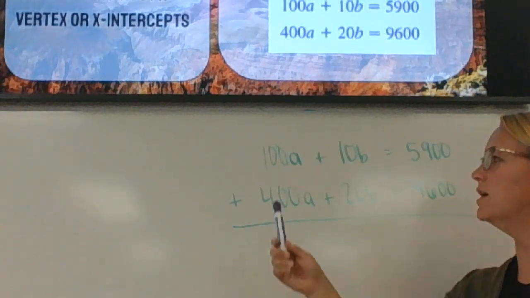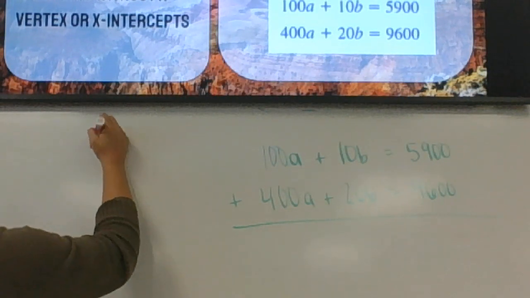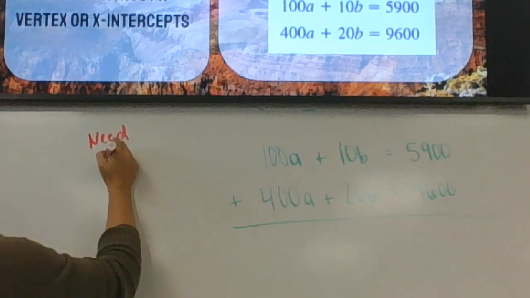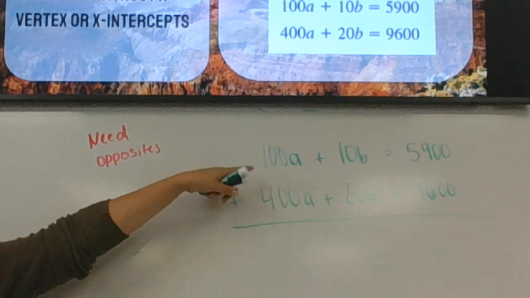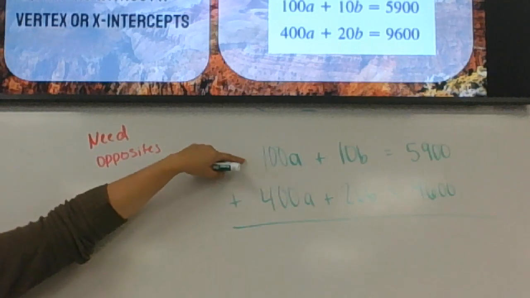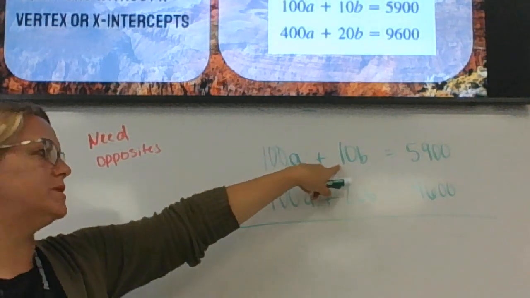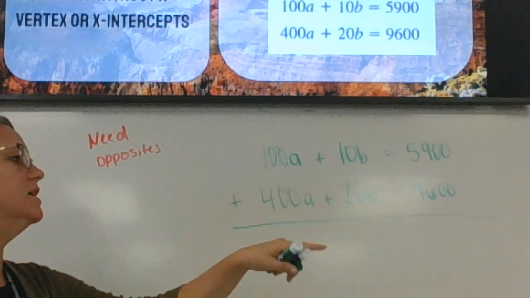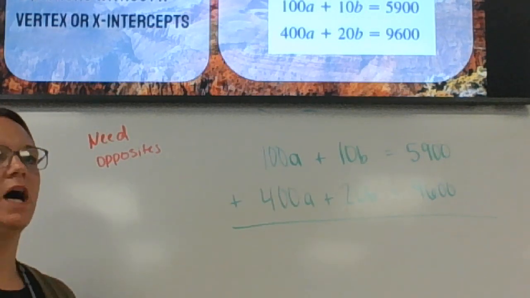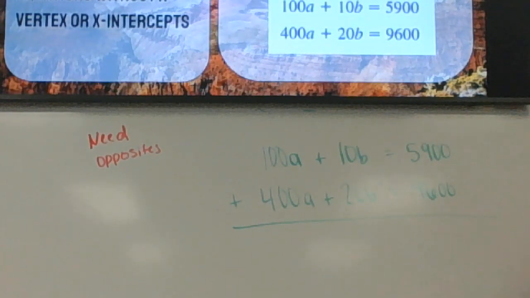Okay, yes. So we need opposites to eliminate. And there are lots of ways to make those opposites. Maybe we want opposite A values. So if we had a negative 400 here, that would be an opposite. Maybe we want opposite B values. So if we had a negative 20B here, that would be an opposite. You all have to figure out what opposites you want to make. There's more than one right way to do this.